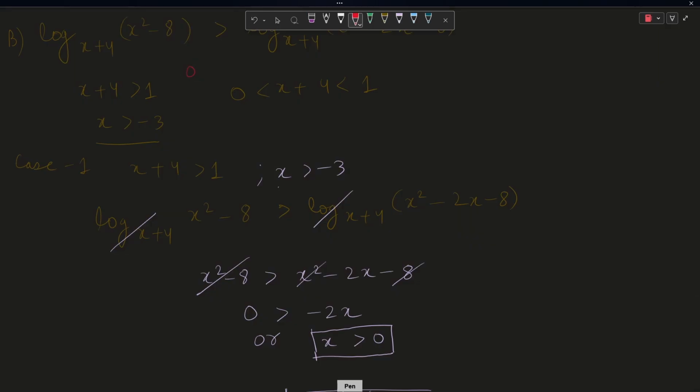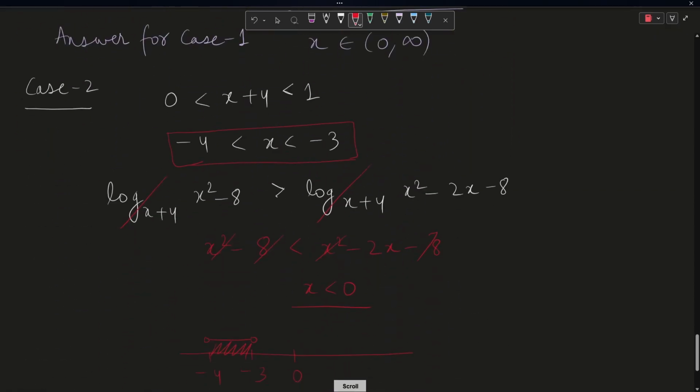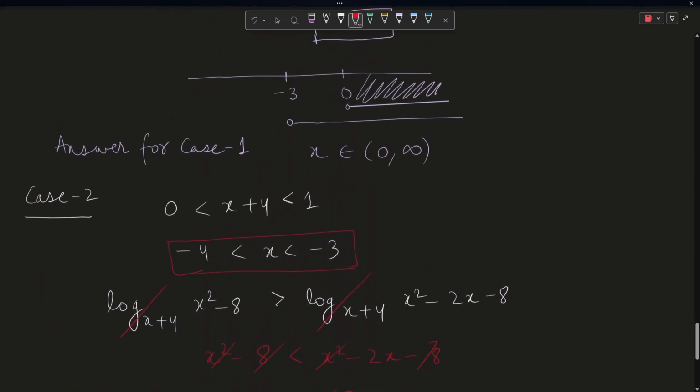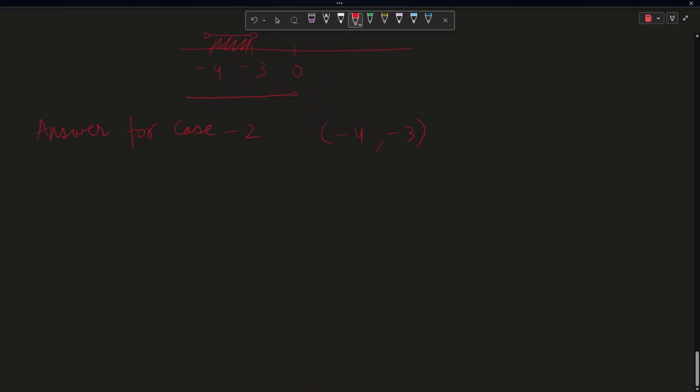Now we will be adding these conditions. What I mean to say is that there was an "or" in between these conditions, so we will be taking the union of these conditions. The first case gives us the value x belonging to 0 to infinity, and the second case gives us the value -4 to -3. So I can say that the answer for both cases will be -4 to -3 union 0 to infinity.